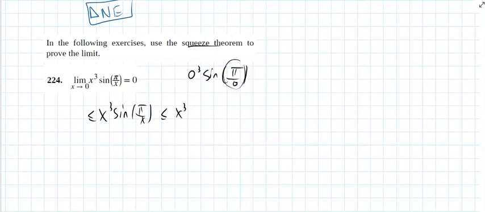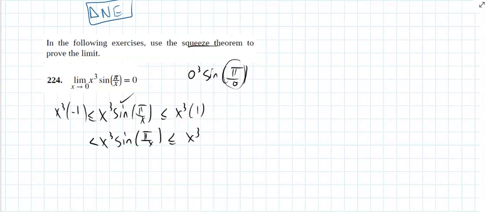Well, what is the smallest value a sine could ever be? It's negative 1. And what's the largest value a sine could ever be? That's a 1. So we know that x cubed times the sine of pi divided by x is between x cubed and negative x cubed.